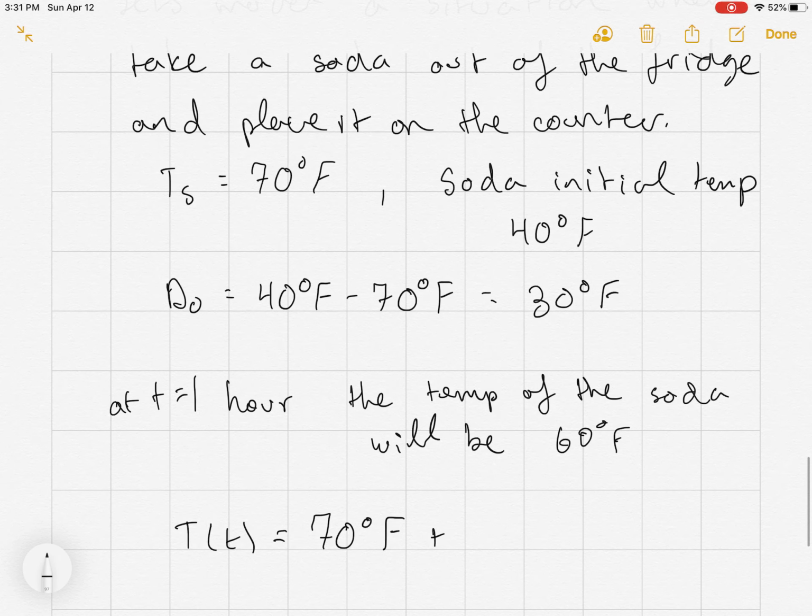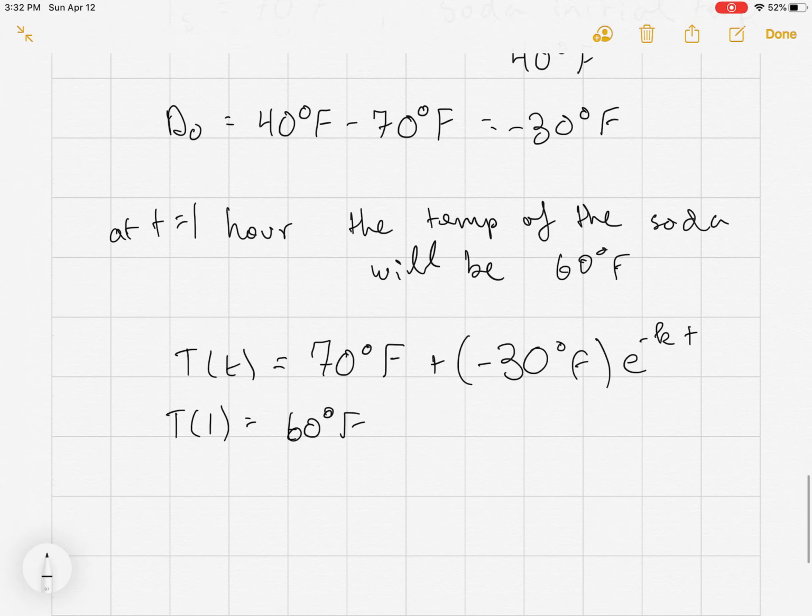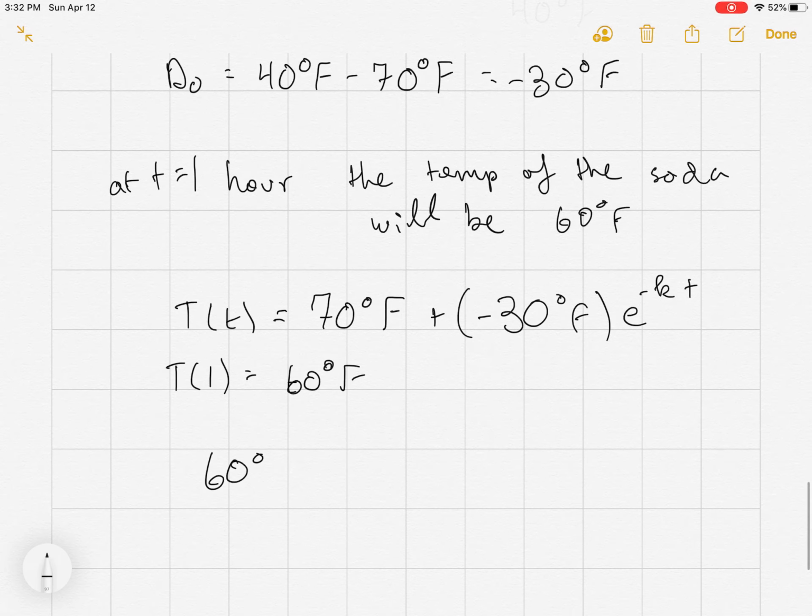So now we want to figure out what the value of that k is for this imaginary situation that I've created. And so we're going to let T of 1 be equal to 60 in this situation. So our 60 degrees Fahrenheit will be equal to 70 degrees Fahrenheit minus 30 degrees times that e to the negative k, and then we have a 1 there. All right?